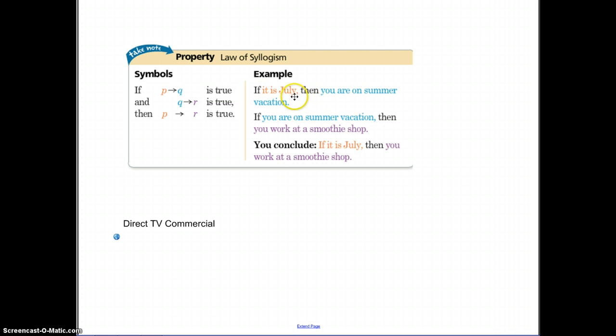It is July. And our conclusion is you're on summer vacation. Our conclusion repeats as our new hypothesis. You are on summer vacation. We have a new conclusion. You are at work at a smoothie shop. So the law of syllogism says we can go from our very beginning, if it is July, to the very end, then you work at a smoothie shop. You can skip the stuff in the middle.